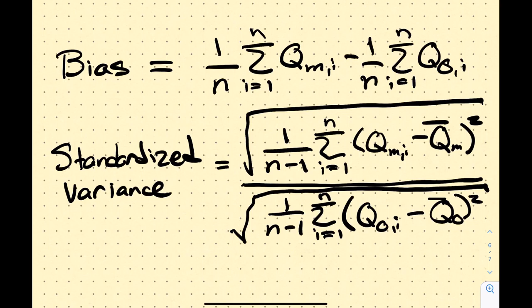Now, this is a bit of a trick question. What happens when this ratio is 1? Does that mean that my model is perfect? No, it just means the variances are the same. Yeah, yep. And so an easy way to think about this, right, is that my average model discharge and my average observational discharge can be different, but the deviations can be the same, right? I could have a bias and still have a standardized variance that's 1, right?